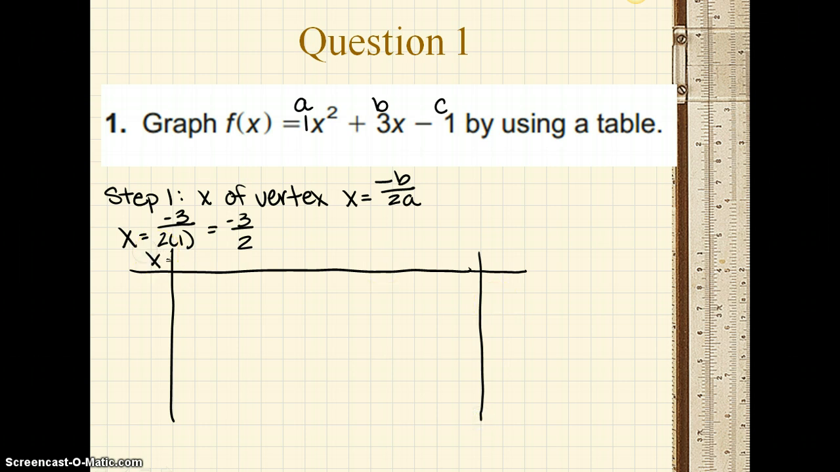So we have x. Now again, the negative 3 halves is the middle x. So negative 3 halves is our middle number. Then you need 4 additional numbers. So step 2 is the t-chart. So you need 4 additional numbers.